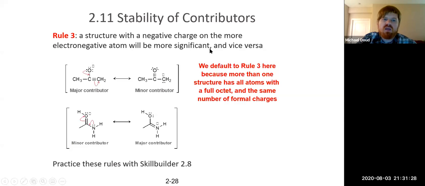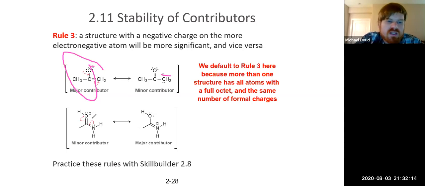Okay, rule number three. So rule number three is when a structure has a negative charge on the more electronegative atom, it is more significant. Likewise, a positive charge being on the less electronegative atom is going to be more significant. So here, again, apologies that the charges didn't take. This is monovalent oxygen that's got a negative charge. When we see that it's an allylic lone pair, we can do the allylic lone pair resonance. That puts a negative charge on the carbon. Well, oxygen is more electronegative than carbon, so it's more stable having the negative formal charge. So this is the better contributor here, and this is the less likely contributor over here.